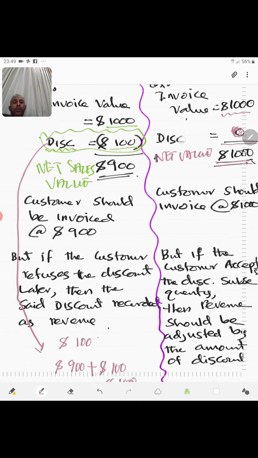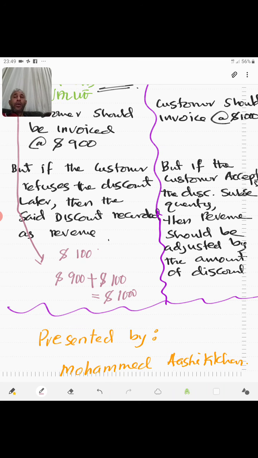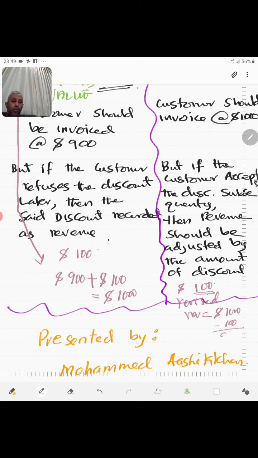Again, there is a contingent possibility. Subsequently, the customer might be interested in accepting such a discount. Then you should reduce that amount of discount from the total invoice value. The discount value in that example is 100, so you should adjust this against the revenue. That means the revised revenue will become $1,000 minus 100, so 900. This is the quick summary of how IFRS 15 deals with cash discount.